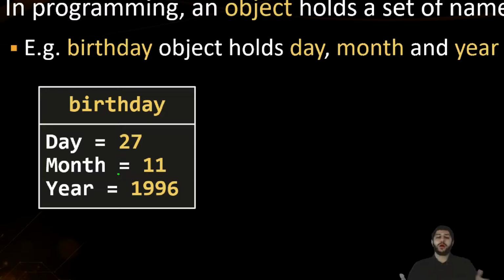And let's say we're creating an animal shelter application, and we don't really want to have scattered variables all around our program. By combining related variables together and labeling them, we create objects. And it's way easier to work with objects than plain variables. And as you can see here, we have a birthday object that holds day, month, and a year.